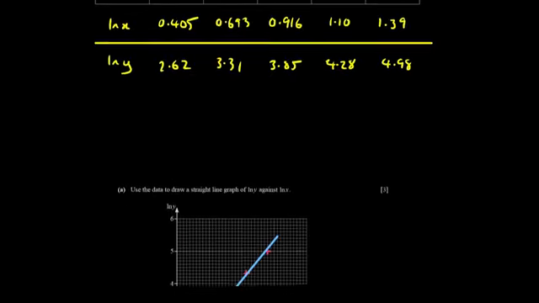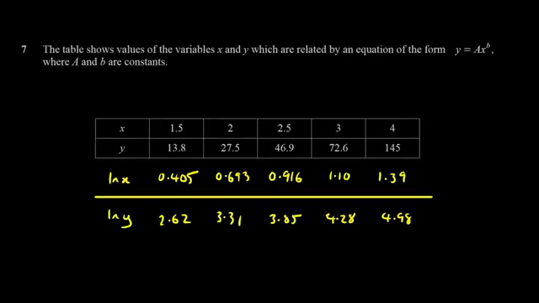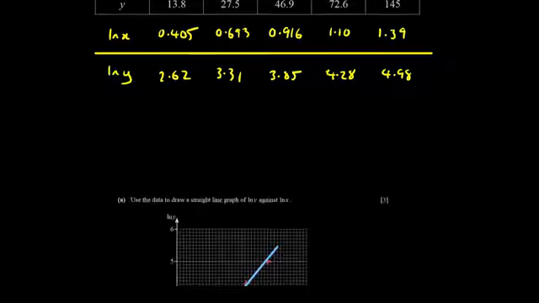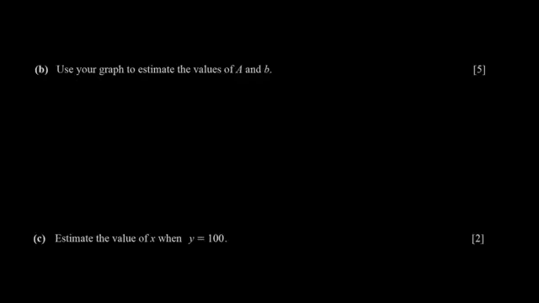I'm going to use our graph to estimate the values of a and b. Essentially, what we've got to do here is understand this thing, y equals ax to the power of b. So I'm going to go down here and rewrite that out. So y equals ax to the power of b. And then we're going to log both sides. So I'm going to get ln y is equal to ln ax to the power of b.